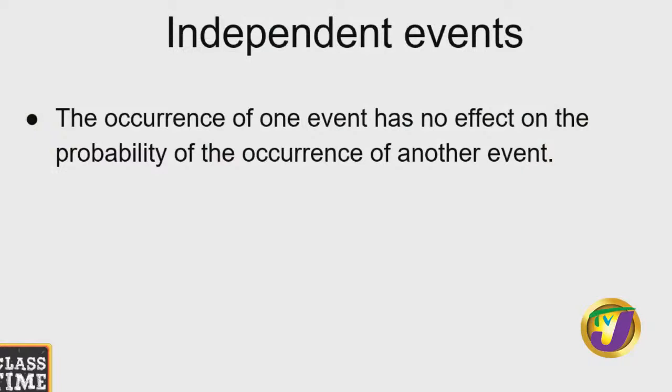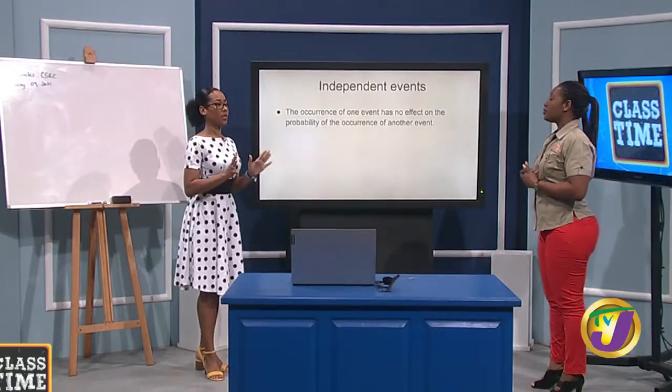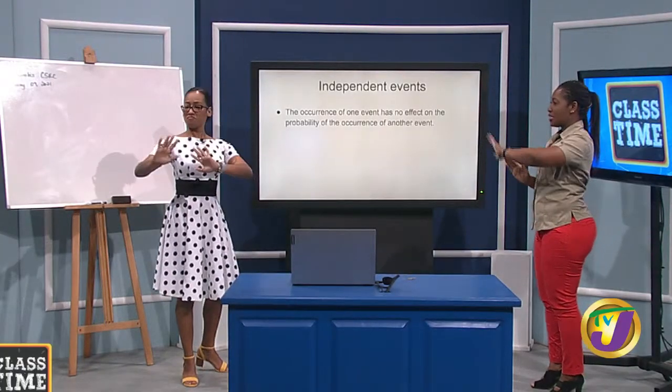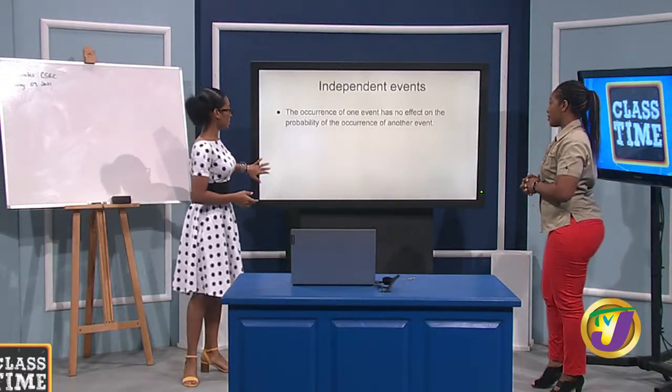So here we have the occurrence of one event has no effect on the probability of the occurrence of another event. So in simple terms, what you're saying is, if you walk across the room, it has nothing to do with me standing up over here. Nothing at all. Okay, so your walking is independent of me standing in one place. Yes, it is.